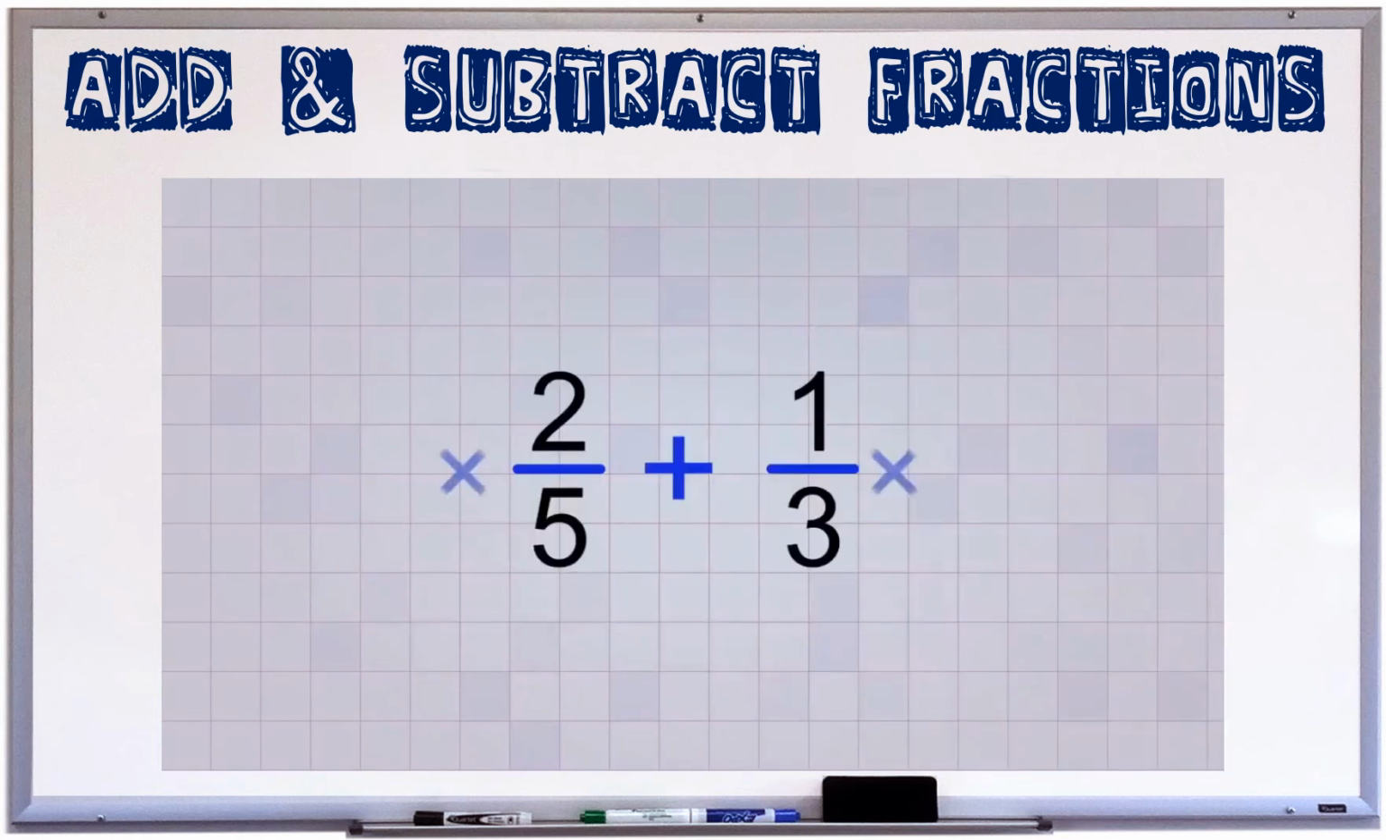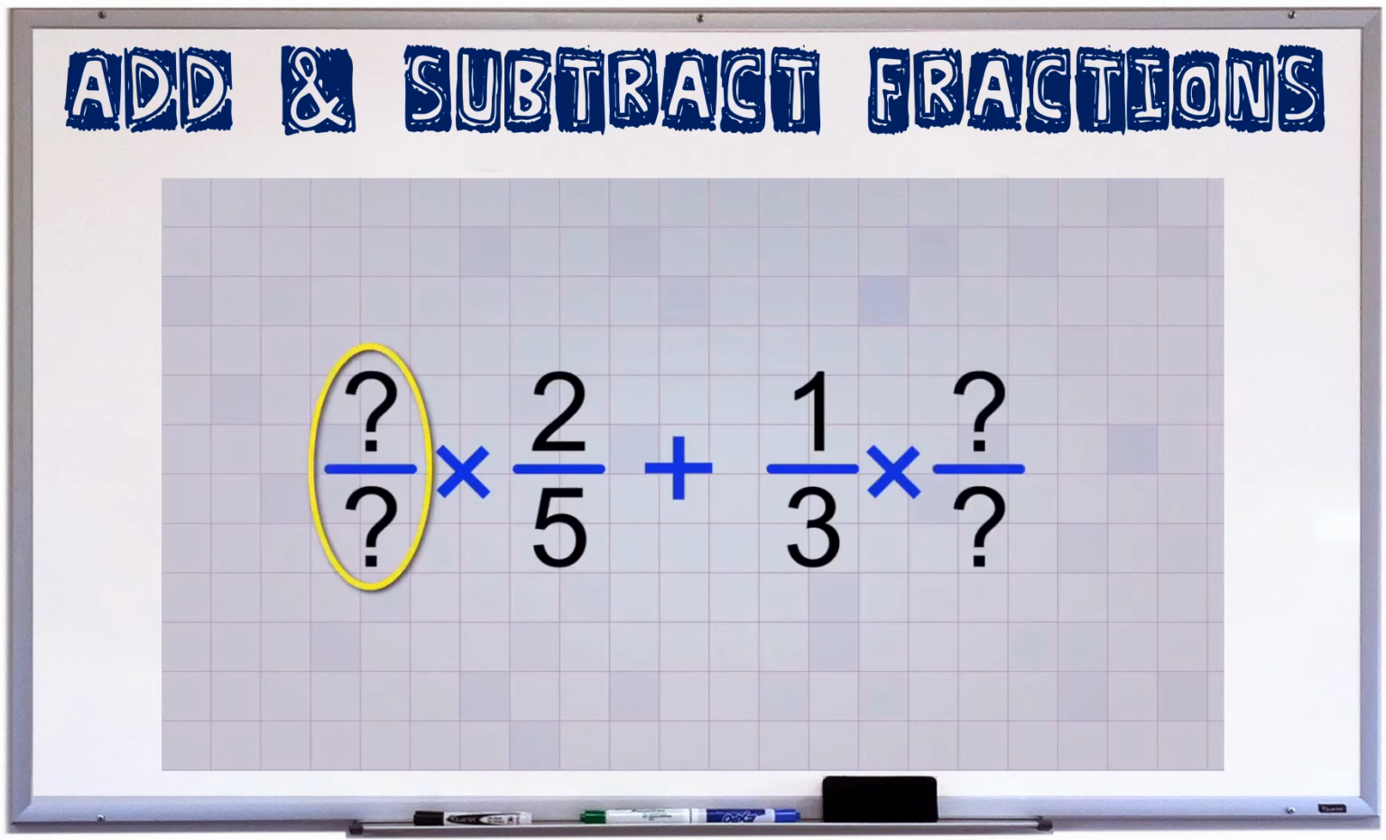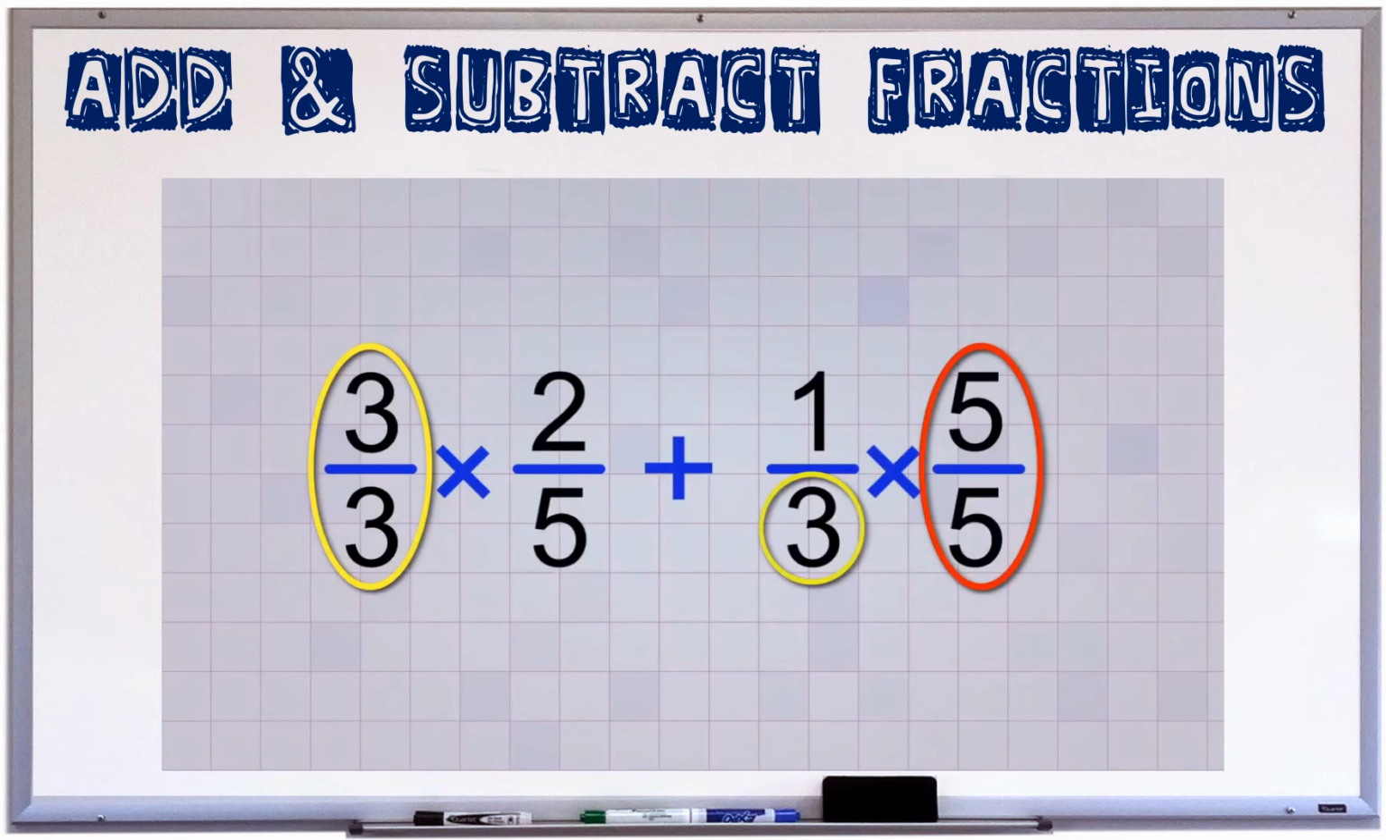We change them by multiplying each fraction by a whole fraction. The first whole fraction is going to be 3 over 3, because 3 is the second fraction's denominator. And the second whole fraction is going to be 5 over 5, because 5 is the first fraction's denominator.